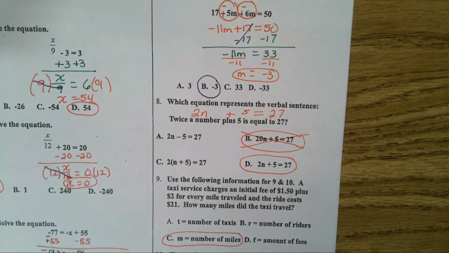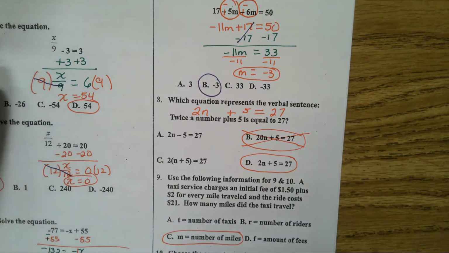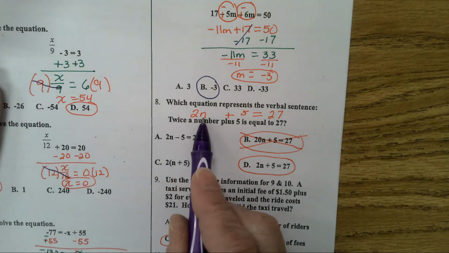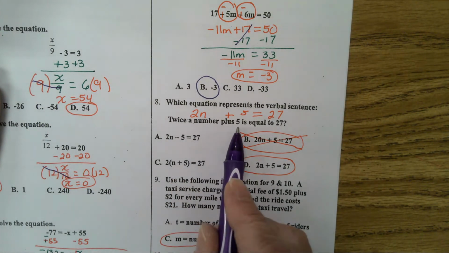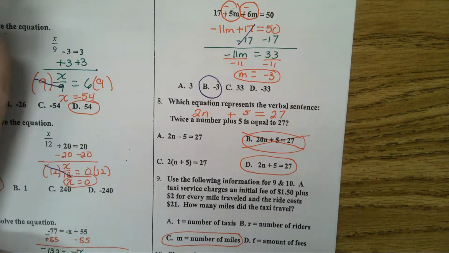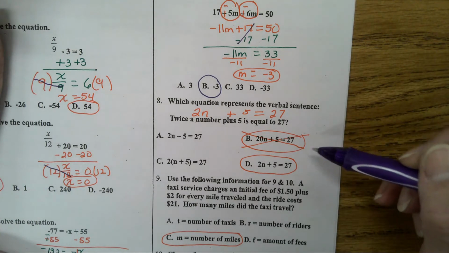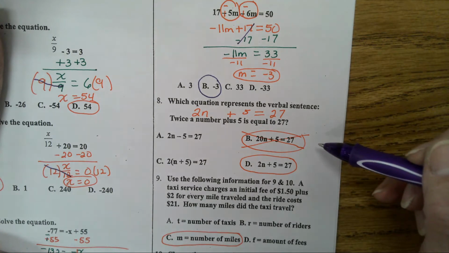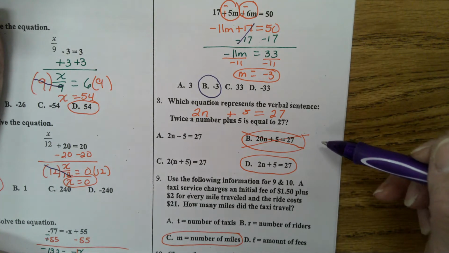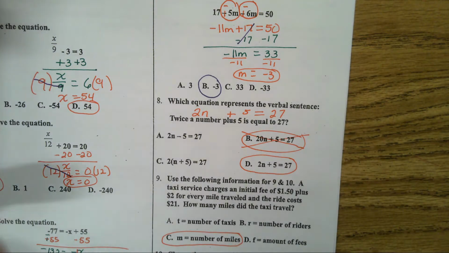Number 8, which equation represents the verbal sentence? Twice a number, that's 2n, plus 5 is equal to 27. Now you have to be careful. I circled B first, then after I went back and looked, it's like, oh, that's a 20n, not 2n. The correct answer is 2n plus 5 equals 27. They'll do things like that just to make sure you are looking carefully.